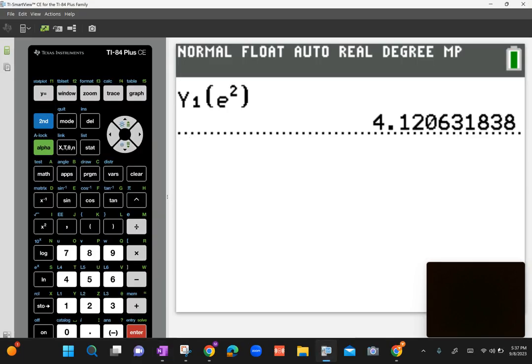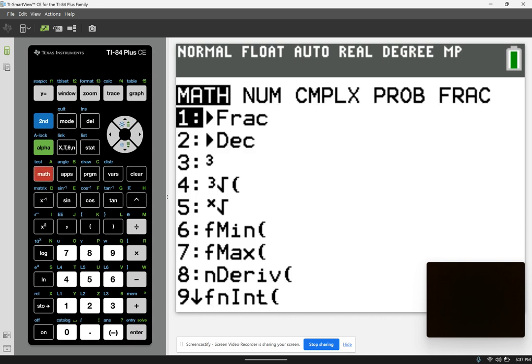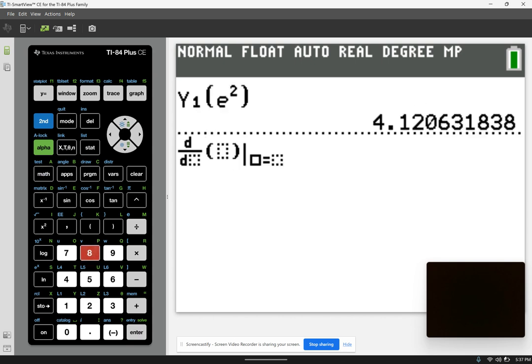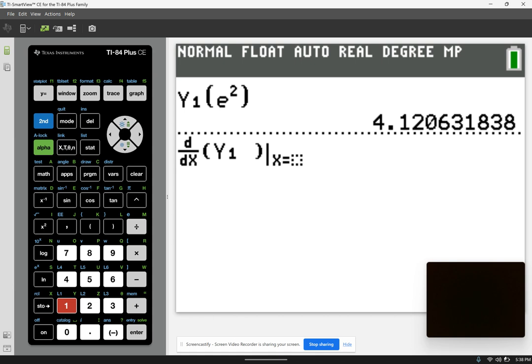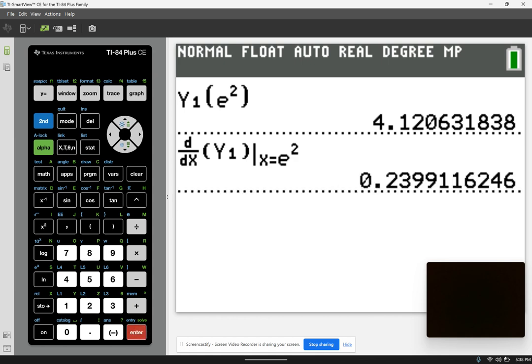And then I'm going to find the derivative. Okay, so I'm going to go back and I'm going to say math, and I'm going to go to 8 because that's the derivative. My equation is in terms of x. I already have my equation saved in y1, so I don't want to type it all over again. So I'm just going to say alpha trace, option number 1. The calculator is going to look for the equation in 1. It's going to find the derivative value at e squared, and it's going to give me this long decimal. Again, I'm going to round it to 3 decimal places. So that's actually going to give me 0.240.